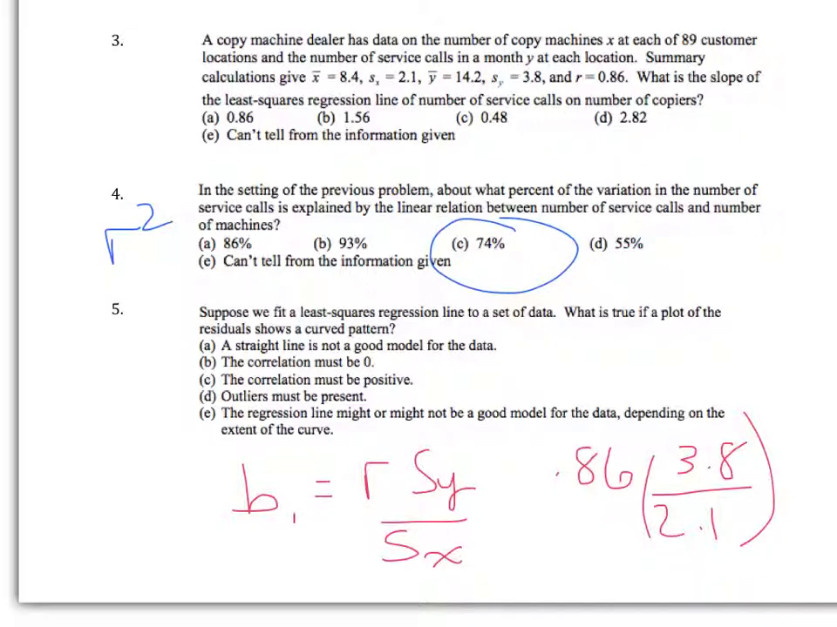In number 5, they want to know what's true if the residuals show a curved pattern. And this is really basic here. Curved residuals mean that the straight line is not a good model for the data.